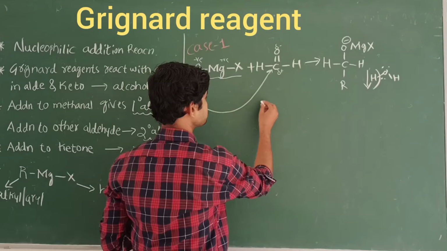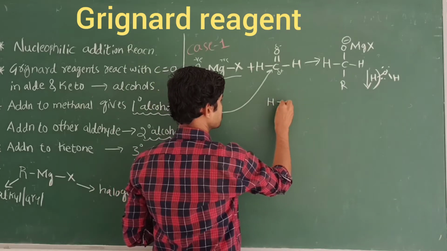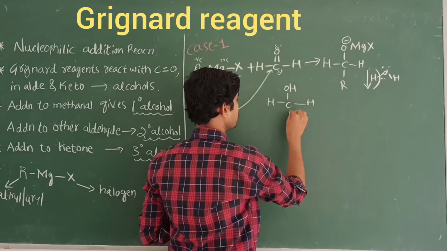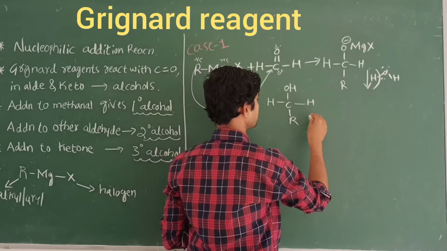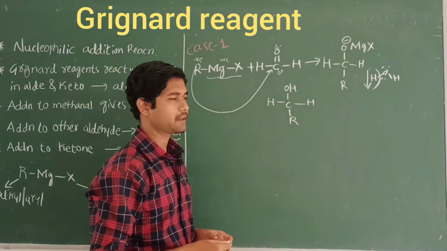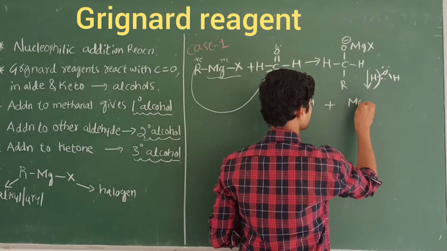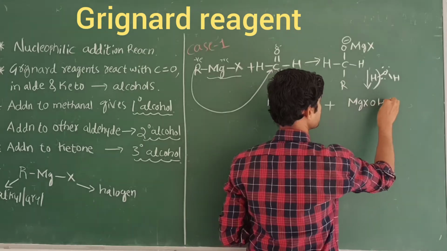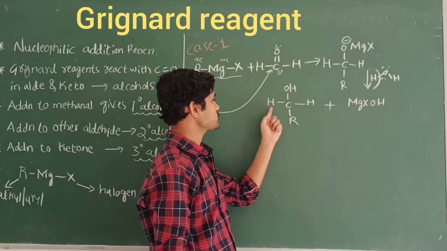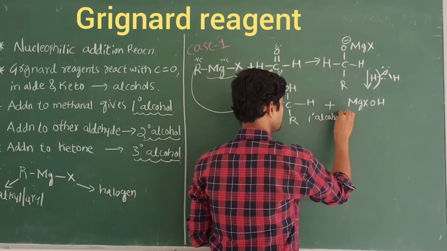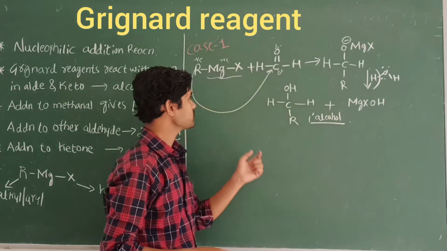Let's see here: H-C-OH, and the R group will be there. So this is called the primary alcohol. The remaining I am writing as MgXOH. So RCH2OH is called the primary alcohol. We obtain the primary alcohol. This is case number 1, where we took the general concept.